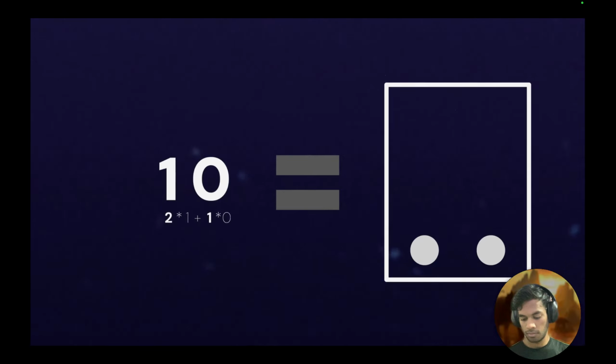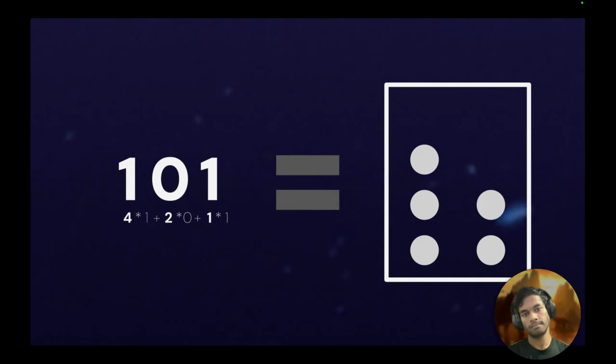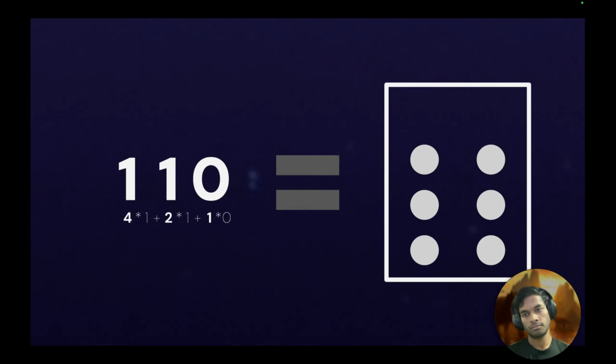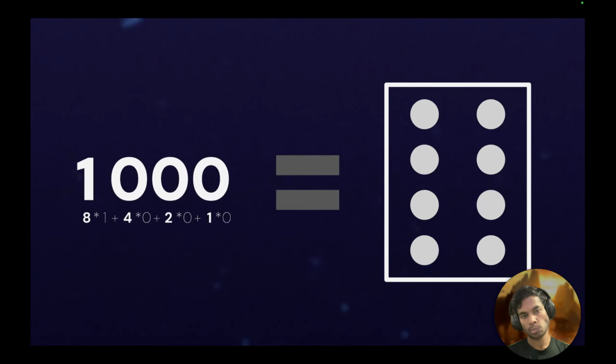Now we need another place, so let's add a fours place. 100 is 4. 101 is 5. Now we can reuse the twos place. So 110 is 6, and 111 is 7. Finally, the ninth number, 8, well, we need an eighths place. So 1000 is 8.